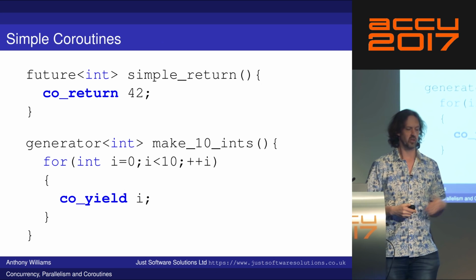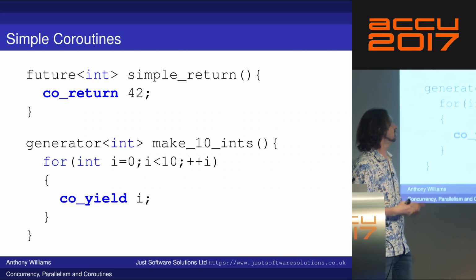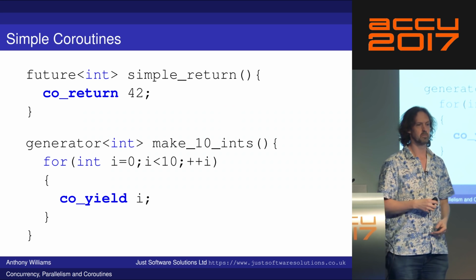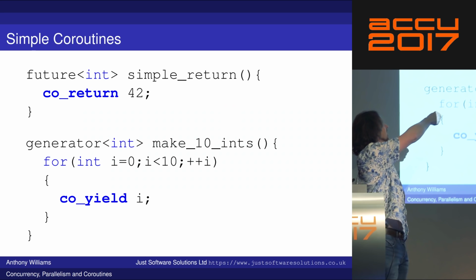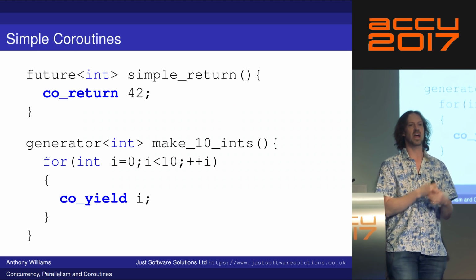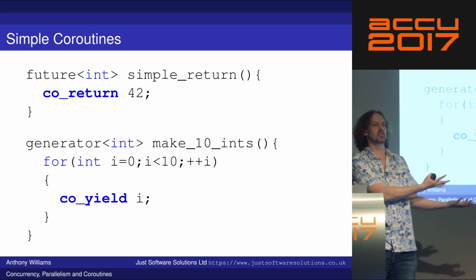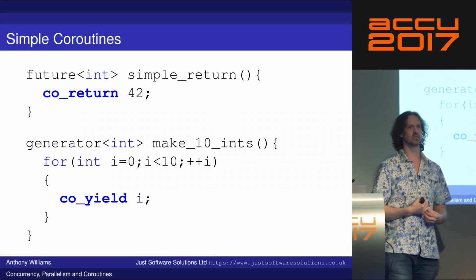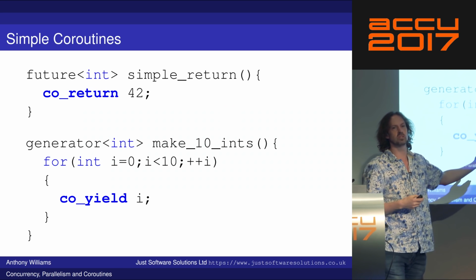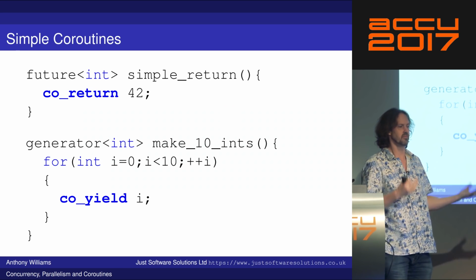So let's have a look at some concrete examples. The simplest possible coroutine is something with just a co-return statement. It must return something, in this case I've chosen a future, which has a possible promise for how to pass the value back. But then it just always returns a single constant. So very, very simple.